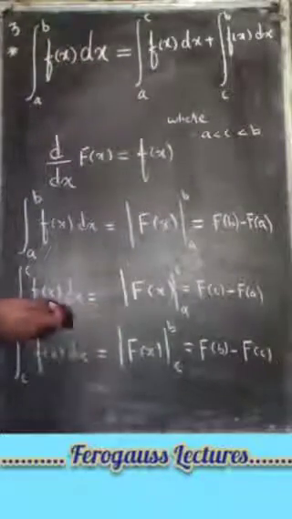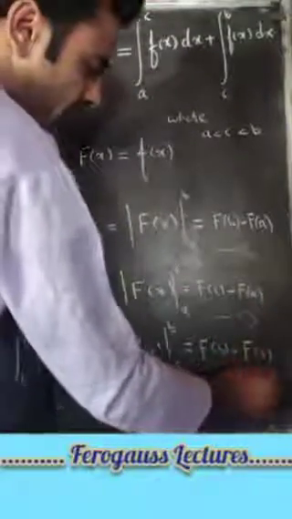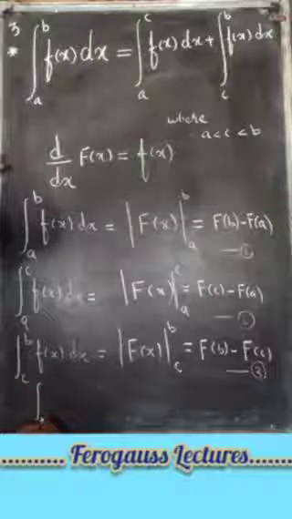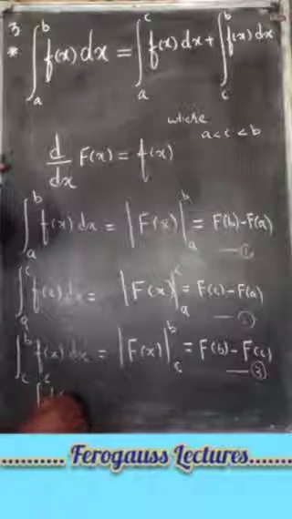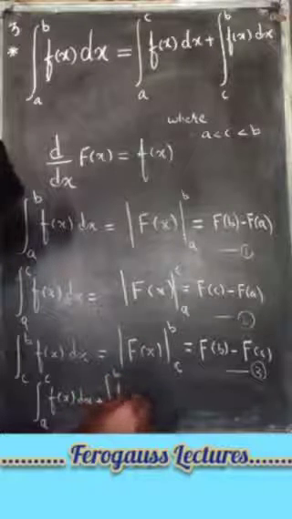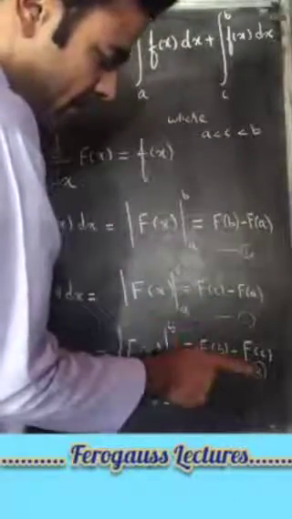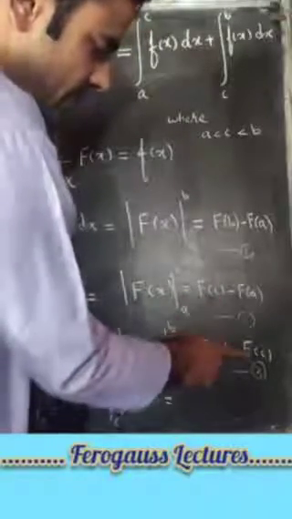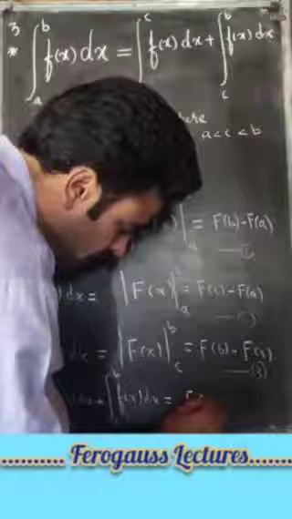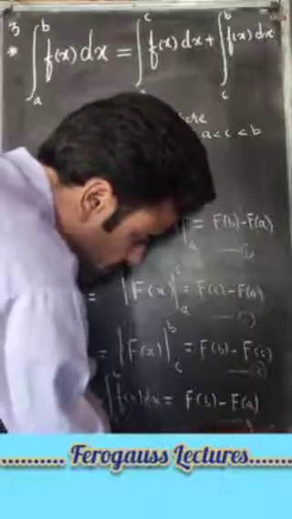Now we add these two equations, equation second and equation third. If we name this as equation first, this as equation second and this as equation third, then adding equation second and equation third, we get integral from a to c f(x) dx plus integral from c to b f(x) dx is equal to, when we add the RHS, this F(c) plus and this minus F(c) cancel, so we get F(b) minus F(a). Now we name this as equation fourth.